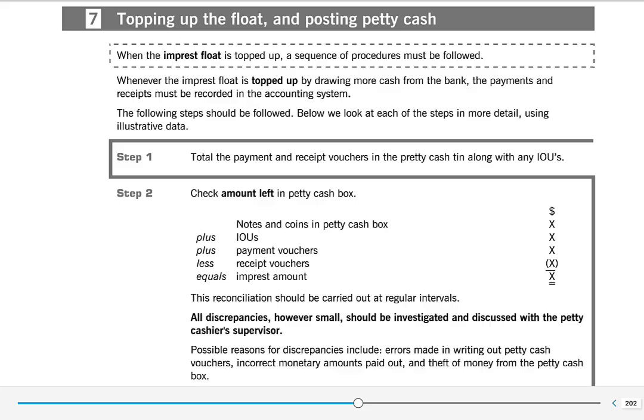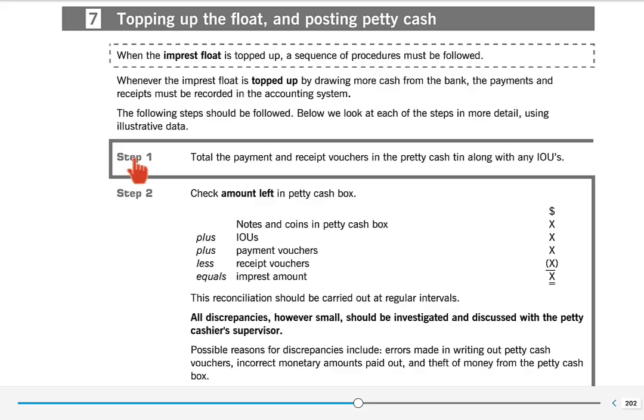The main idea of Lesson 7. When we top up petty cash, 2 things must happen at the same time. 1. The physical cash in the box must be refilled. 2. The accounting system must be updated. If we only refill the box, but we do not update the records, the accounts become wrong. If we only update the records, but we do not refill the box, the petty cashier cannot make payments. We always do both.